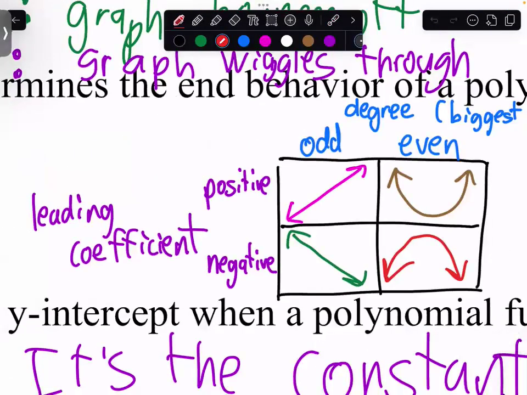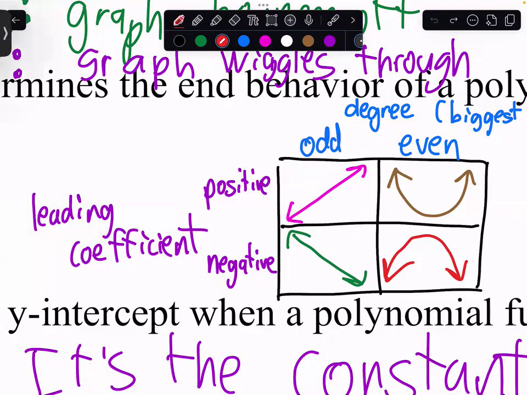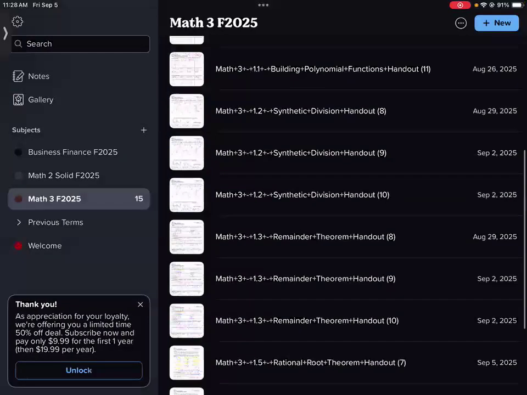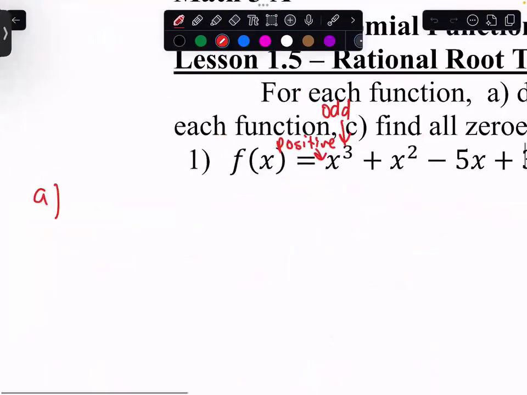Okay, so this problem, the leading coefficient is positive and it has an odd degree. So we know that this will be the end behavior. It'll point to the bottom left and top right corners. Okay, I'm not going to write out the words. I'm just going to draw the little sketch.